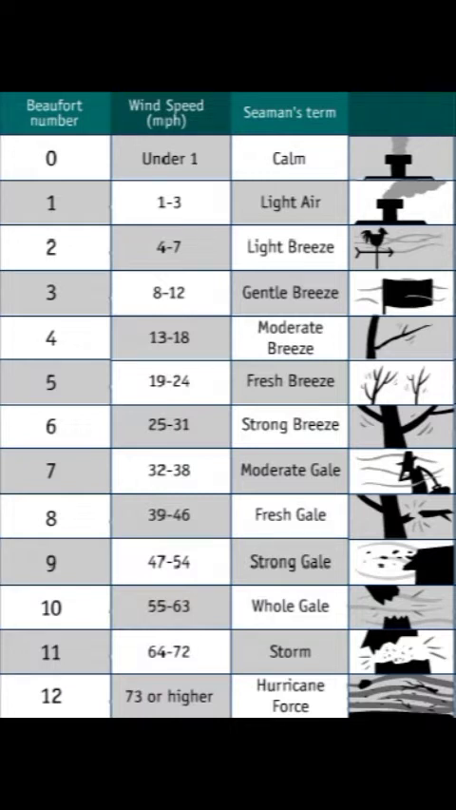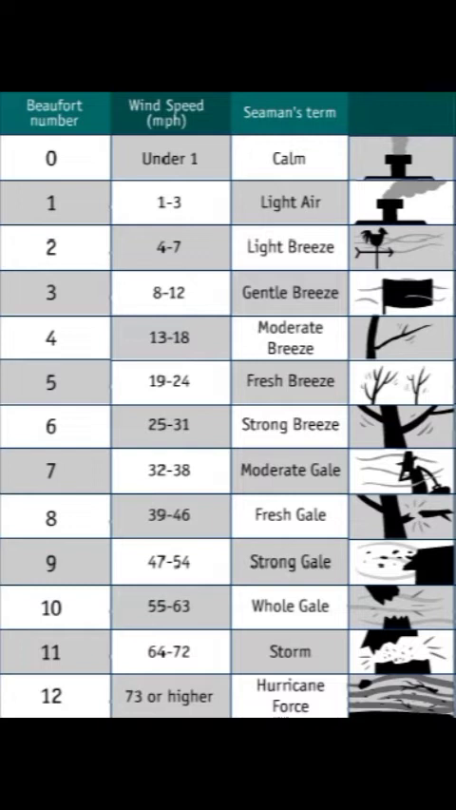Right now we will talk about the description of these terms. The Beaufort number 0 is a wind speed of less than 1 mile per hour, and the seaman term for this is calm, and the effect is calm, and smoke rises vertically. The Beaufort number 1 is 1 to 3 miles per hour, and the seaman term for this is light air, which means smoke drifts, indicates wind direction, and vanes do not move at all.